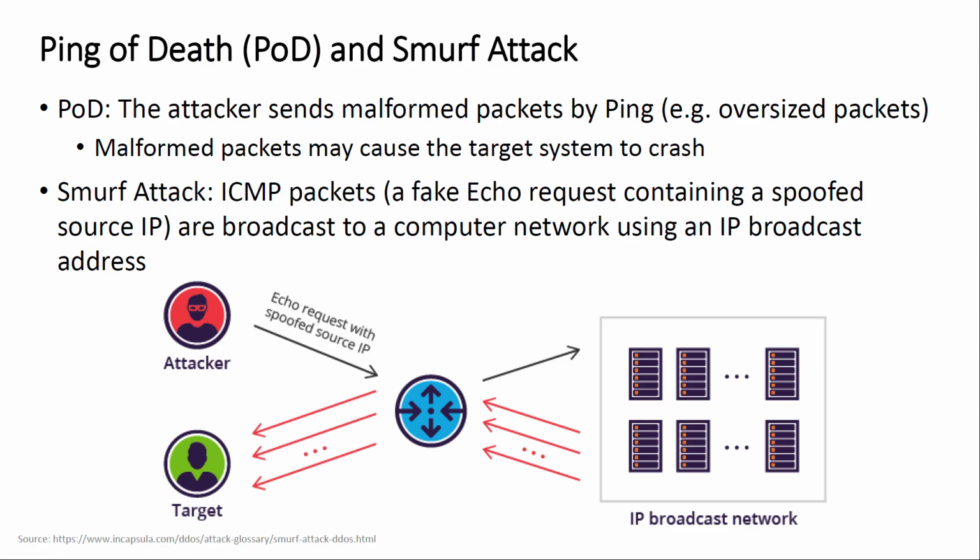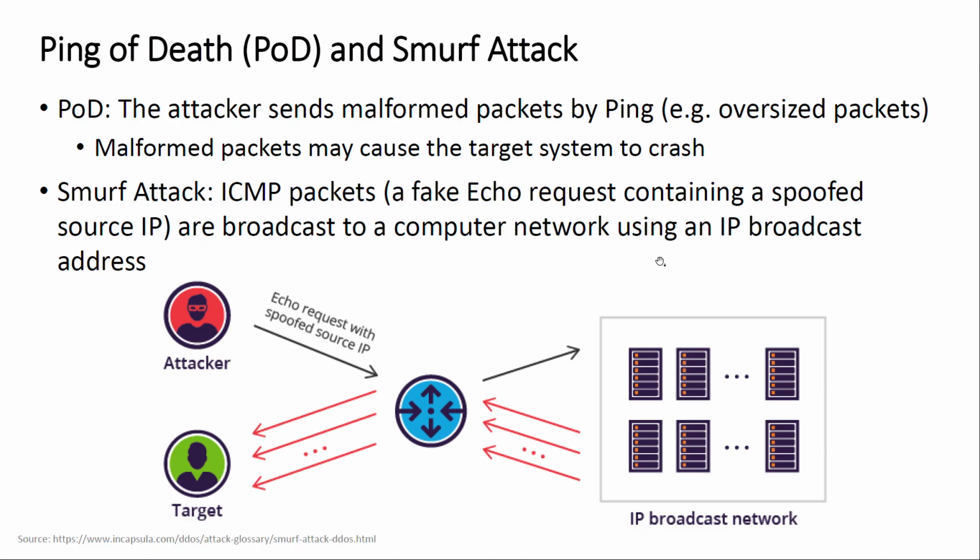Ping of death and Smurf attack. Ping of death is the attack where the attacker sends malformed packets by ping, for example, oversized packets. Malformed packets may cause the target system to crash. Smurf attack. ICMP packets, a fake echo request containing a spoof source IP, are broadcast to a computer network using an IP broadcast address.